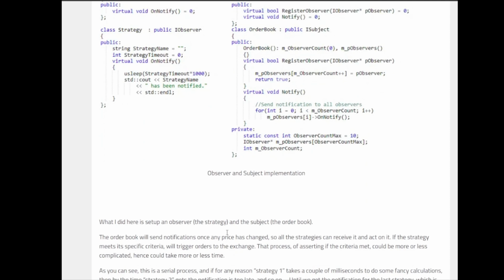So the order book, in this case, when we have applied this, will send notifications once any price has changed so that all the strategies can receive it and act on it. If the strategy meets the specific criteria, it will trigger orders on the exchange, and the process of asserting whether the criteria is met or not could be more or less complicated. Based on how that is implemented, it can take more or less time.